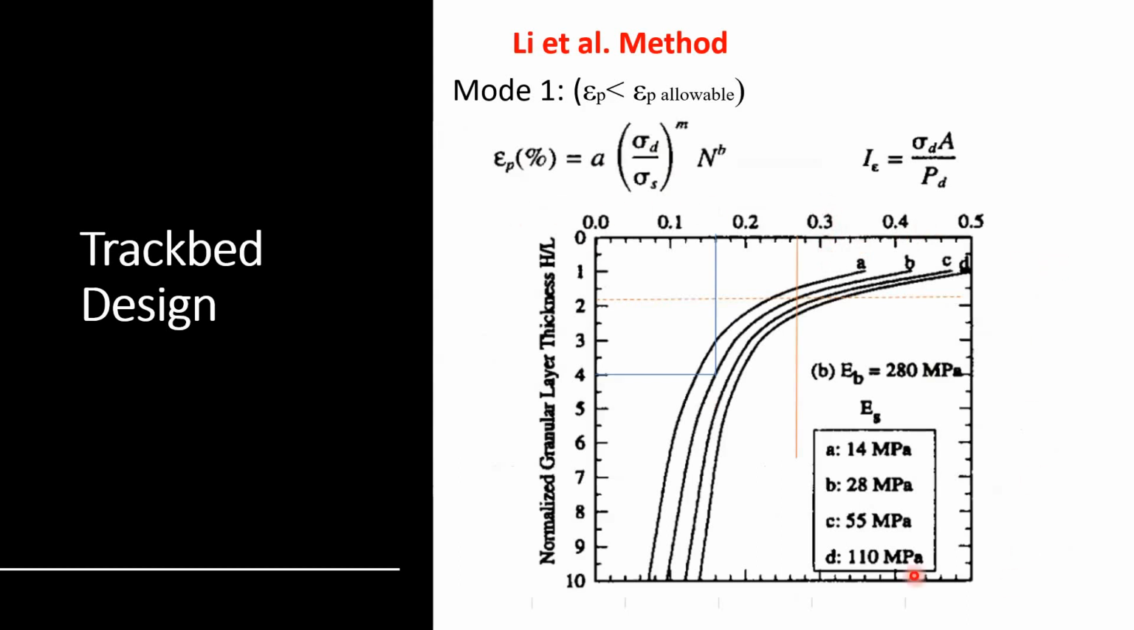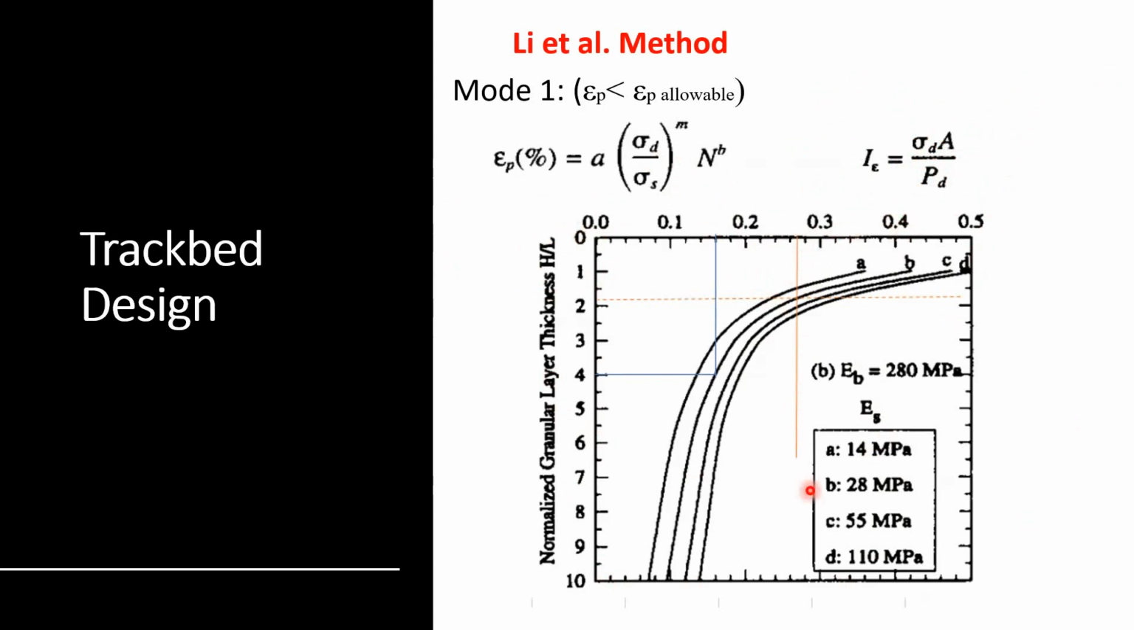And then in this chart here, you see a correlation between the influence factor and the granular layer thickness H over L for different subgrade stiffnesses. So basically, with your I sub epsilon, which is your influence factor that you got, knowing your sigma D, your dynamic load, the A and the L are just numerical factors that they developed for this method. I believe the A was 0.5 and the L was 0.15, if I'm not mistaken.